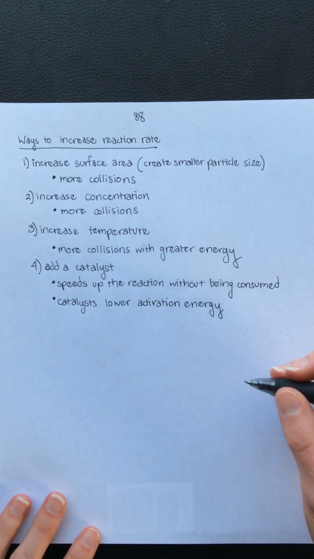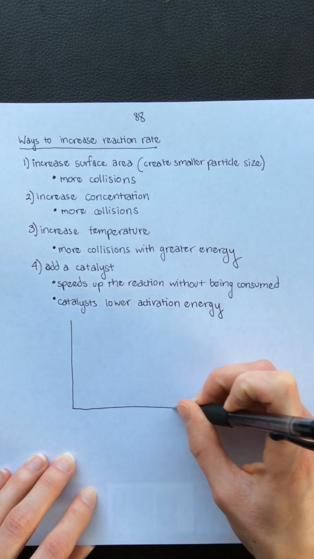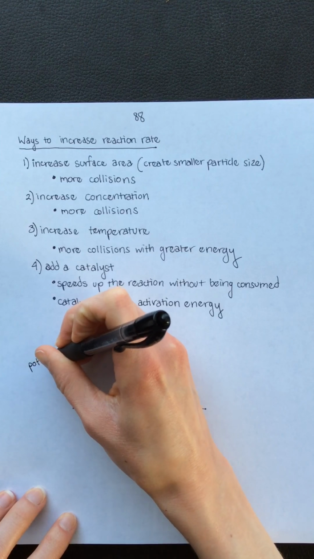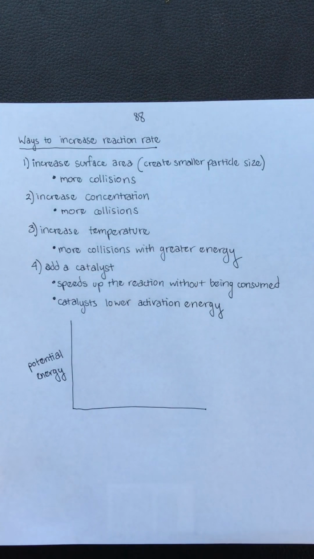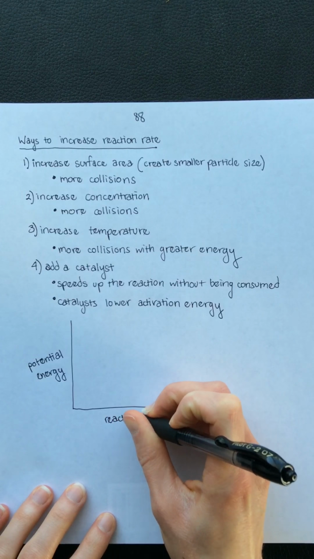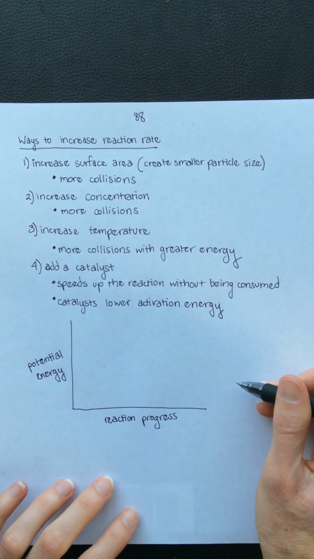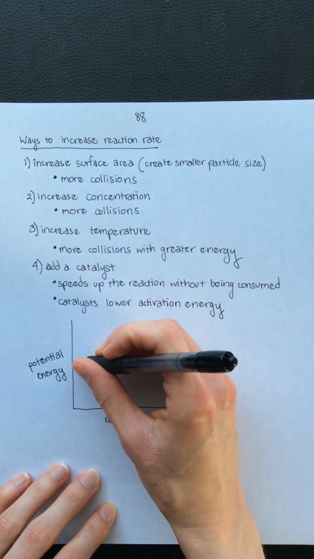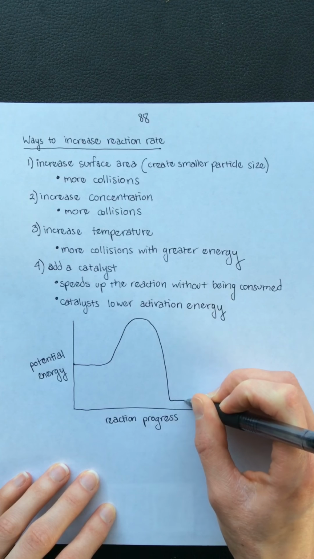So last thing we're going to write down here is we're going to draw a little graph. And on the y-axis, we're going to label potential energy. And on the x-axis, we're going to label it reaction progress, which is kind of a weird label, but you'll see how this works in a second. So for this graph, we're going to draw a straight line, and then we're going to draw a hill, and then we're going to make it go all the way down here.